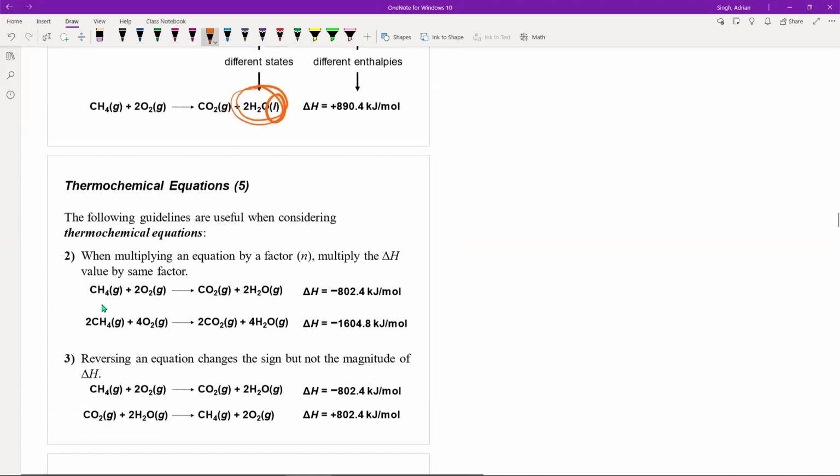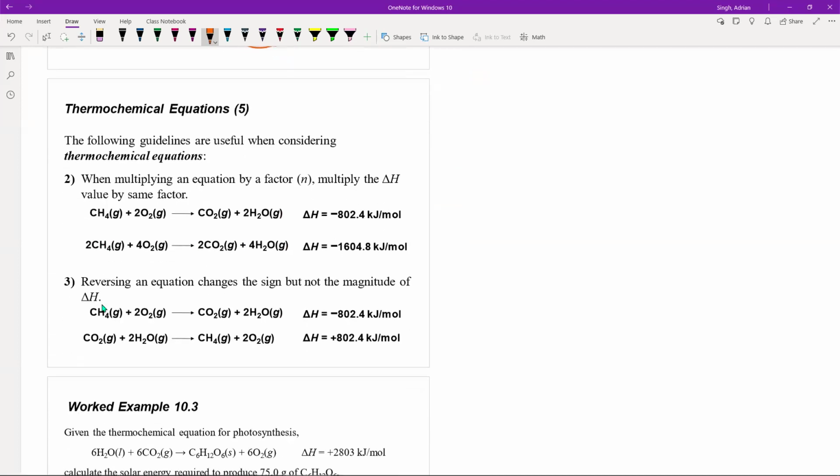The second thing is due to the fact that we mentioned before that enthalpy is an extensive property, so it does depend on the amount of the substance that we have. So for instance, if we have this first equation here, the same equation that we saw previously, that releases 802 kilojoules per mole, which is exothermic, right? So energy is released to the environment, to the surroundings.